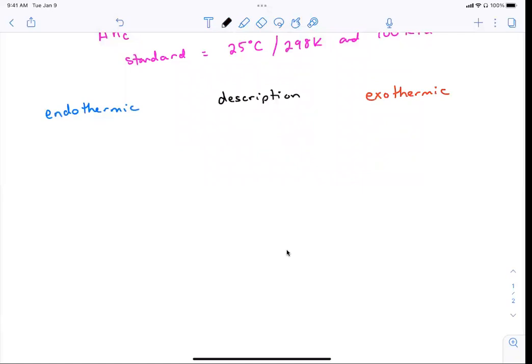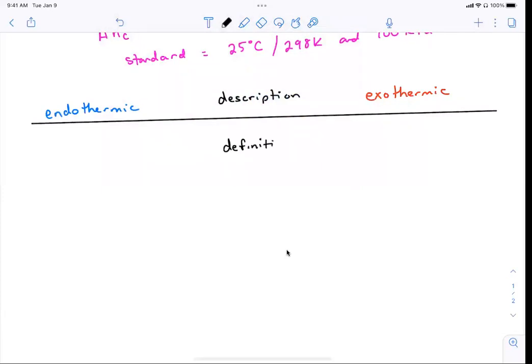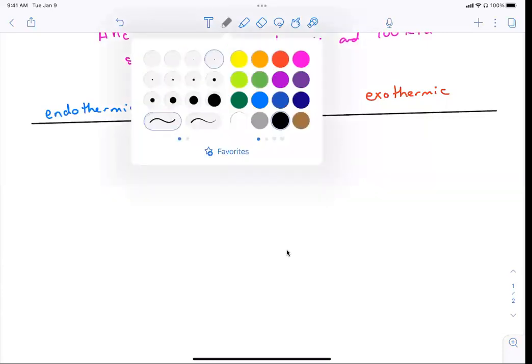There's not a lot of lines, but it's a lot of writing for comparisons. This is one of those compare and contrast things where endothermic and exothermic have a lot of aspects that compare and contrast with each other, and we'll outline all of those things in this table. For example, the first one is definition. How do we define endothermic versus exothermic?